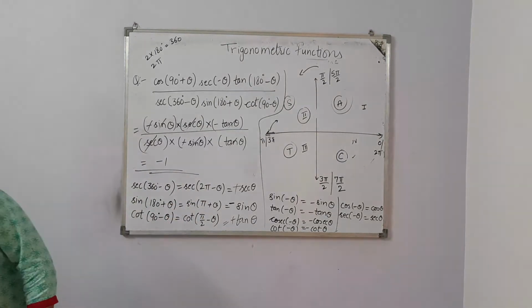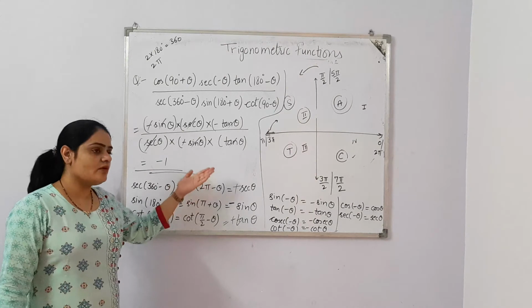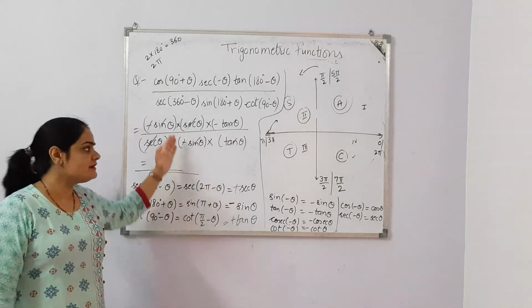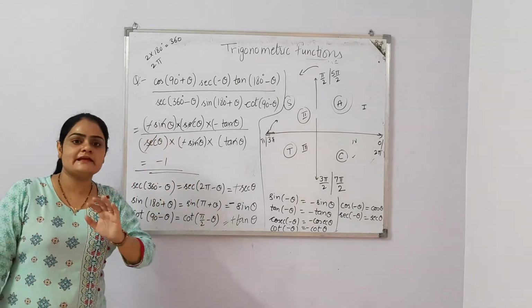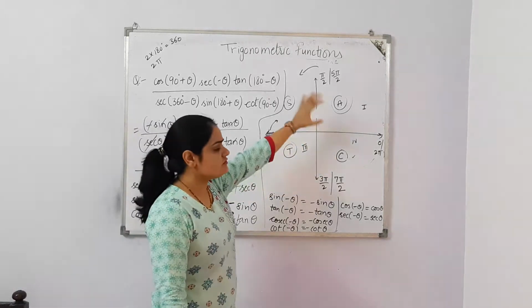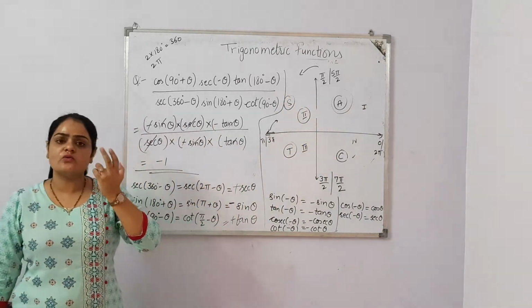Hope the question is clear. It means that we need to find the values one by one, and after that if we substitute, we get the answer easily. This is just a game of rotating the quadrant, anti-clockwise and clockwise.